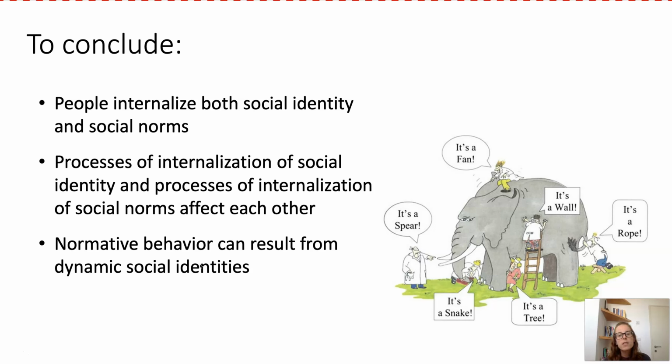Processes of internalization of social identity and processes of internalization of social norms affect each other, and both affect group behavior. A key factor for understanding normative behavior in complex societies with multiple roles and subgroups, which shift and change over time, is the negotiation of social identity. Social identity theory and norm psychology accounts each explain a different part of the picture, but when put together, they combine to create a more comprehensive account of human behavior.